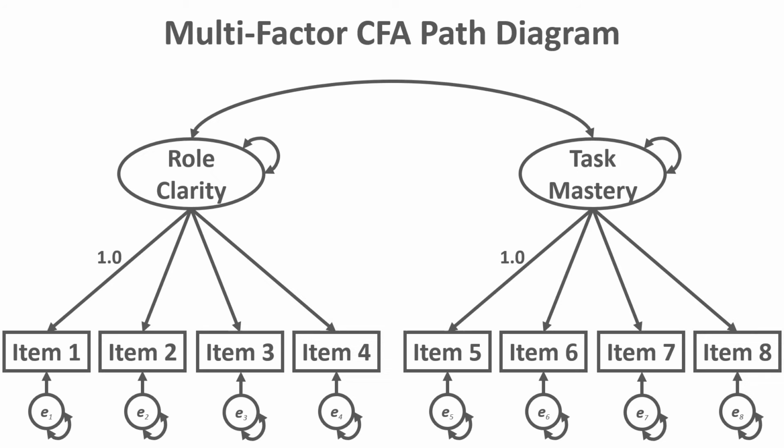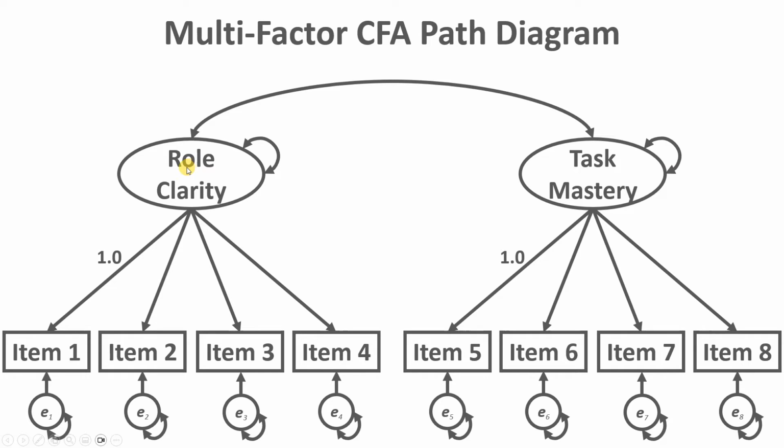So when we talk about a multi-factor CFA path diagram, it's going to look something like this, and we'll actually break this one down and all of the different symbols associated with it. So here is a multi-factor, and more specifically a 2-factor CFA path diagram, where we have 2 latent factors here.